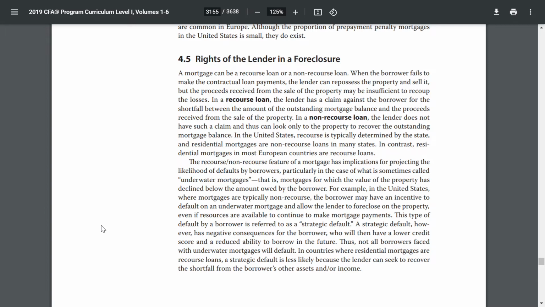received from the sale of the property. In a non-recourse loan, the lender does not have such a claim and thus can look only at the property to recover the outstanding mortgage balance. In the U.S., recourse is typically determined by the state, and residential mortgages are non-recourse loans in many states. In contrast, residential mortgages in most European countries are recourse loans.